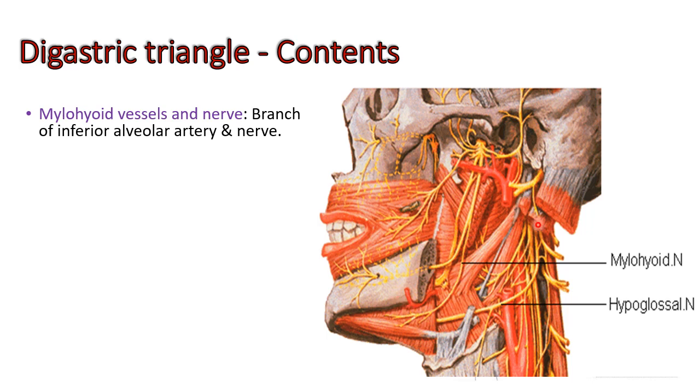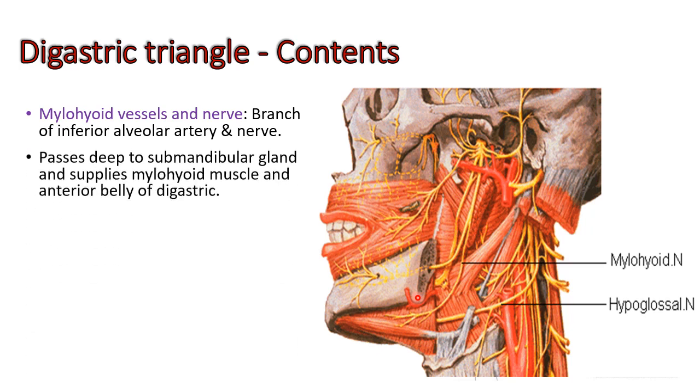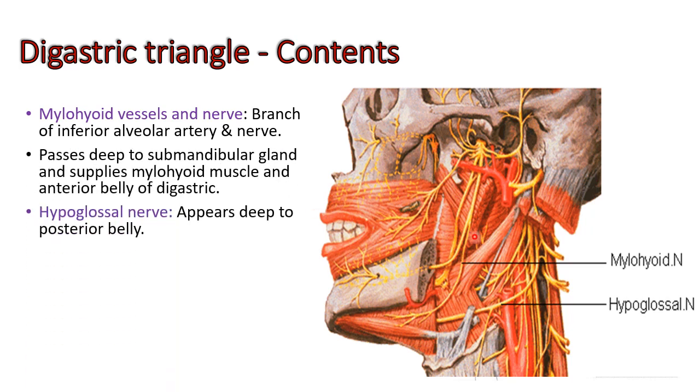The next nerve you are able to see is the hypoglossal nerve. Okay, so the next nerve is the hypoglossal nerve. The hypoglossal nerve appears deep to the posterior belly of the digastric, which has been removed here. Then for a short while it is present in the carotid triangle, and then enters the digastric triangle lying on top of the hyoglossus muscle.